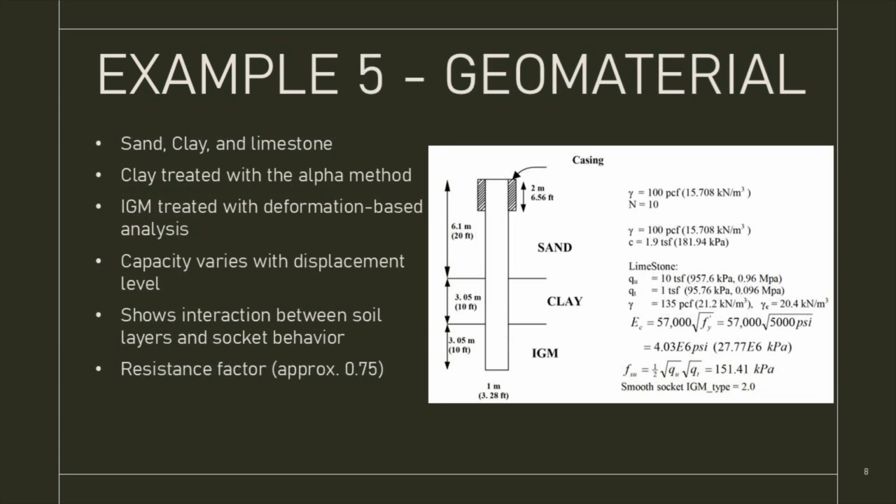The fifth example builds on the IGM approach but includes additional layering, with sand and clay above a limestone or weak rock. In this case, the clay is still treated with the alpha method, while the socketed portion in the IGM is analyzed using the deformation-based approach. Total capacity becomes displacement dependent, and different assumed settlements produce different capacities. Because rock-like materials offer more reliable load transfer when properly constructed, the resistance factor is the highest of all of the examples, typically around 0.75.